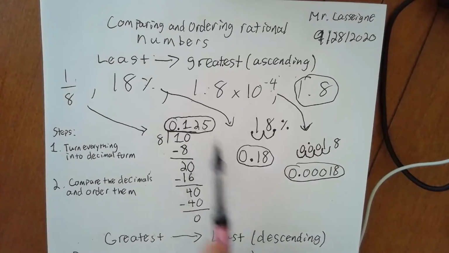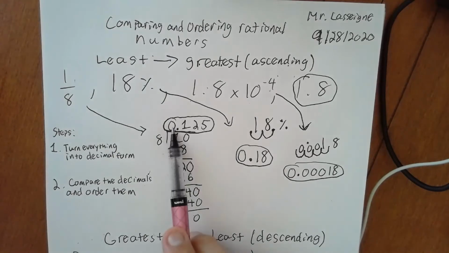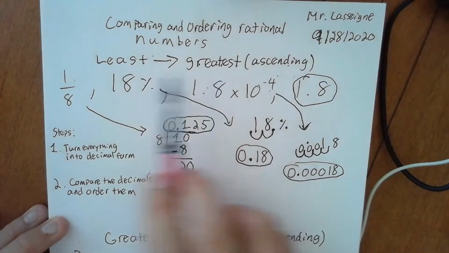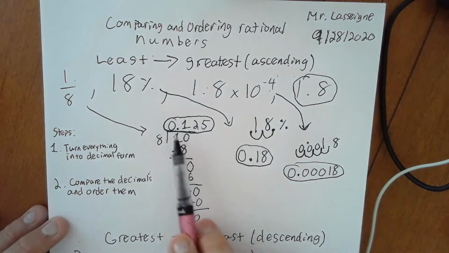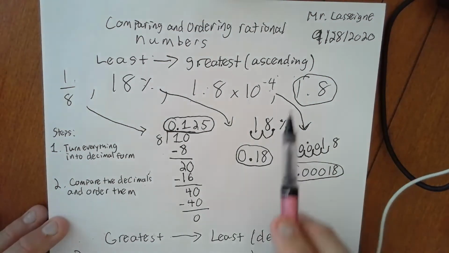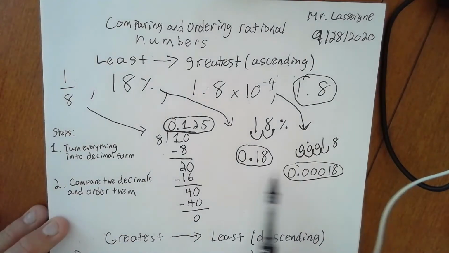So now we just compare these four numbers, one place value at a time. We start with the 1 spot. Since we're going from least to greatest, we want to find out which one's the smallest first. This has a 0 in the 1 spot. This has a 0 in the 1 spot. 0 in the 1 spot. This one has a 1 in the 1 spot. And 1 is bigger than 0.